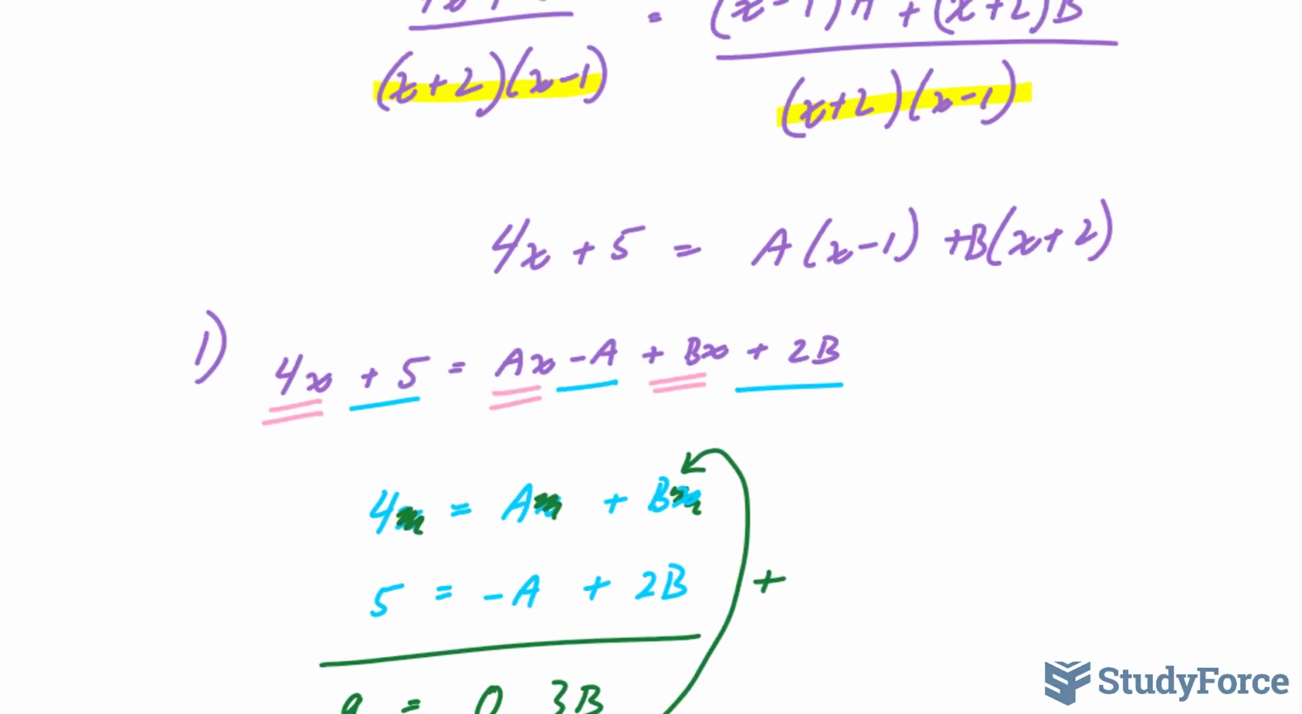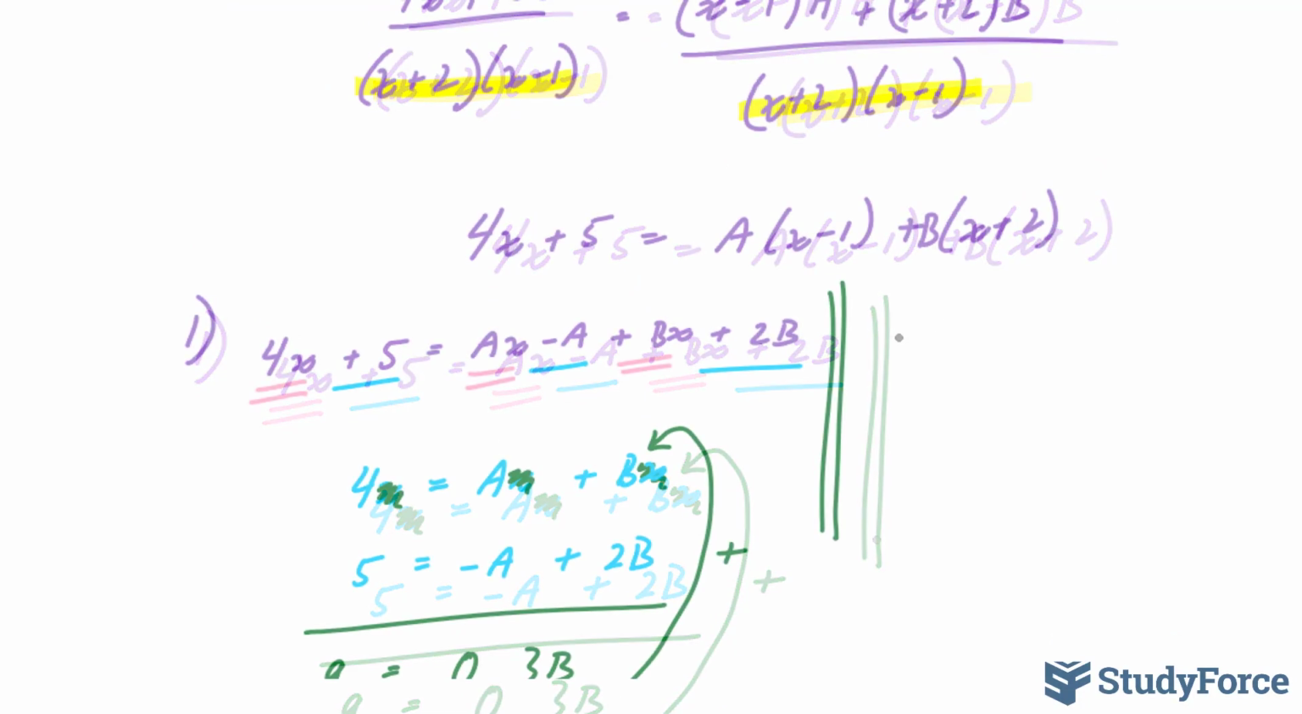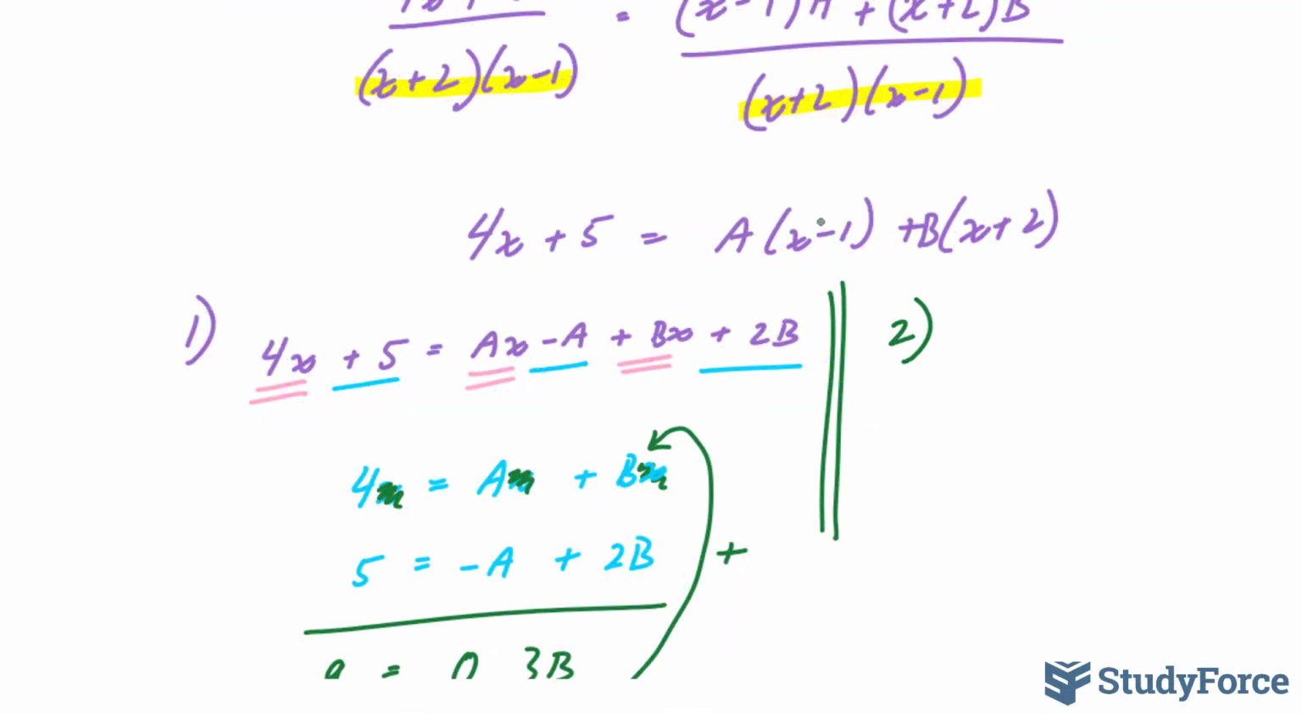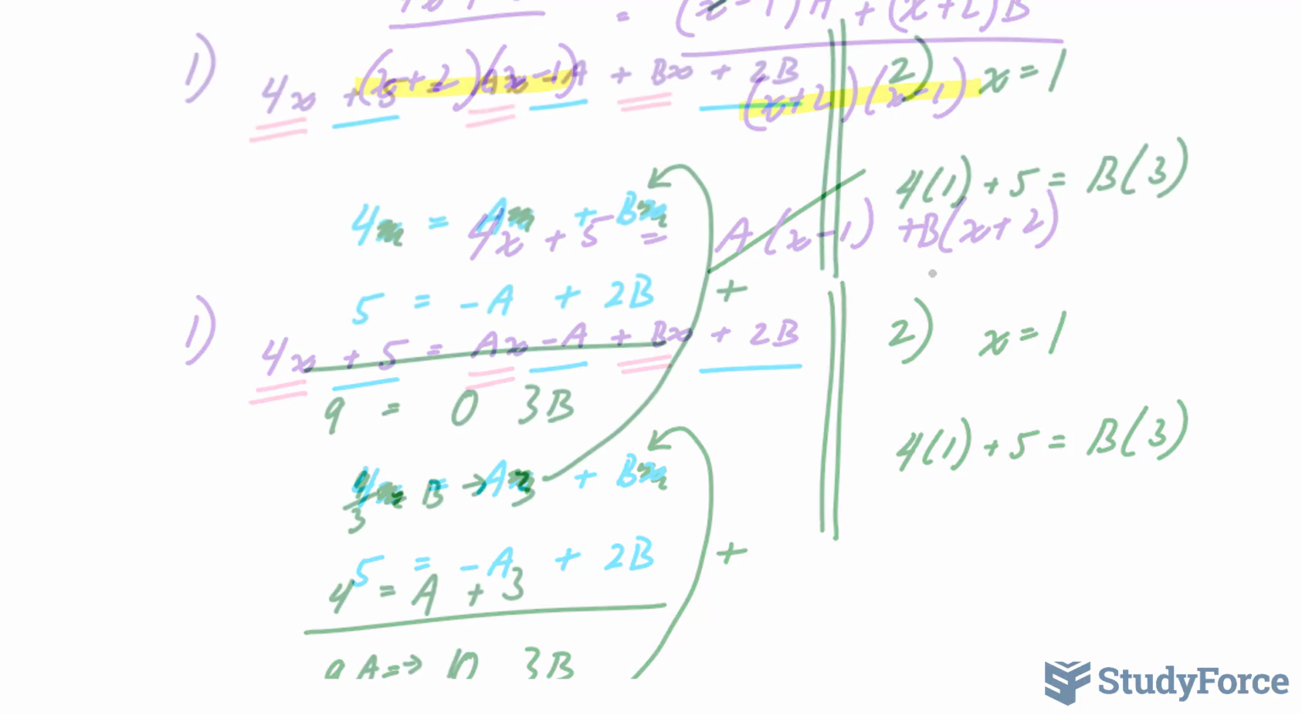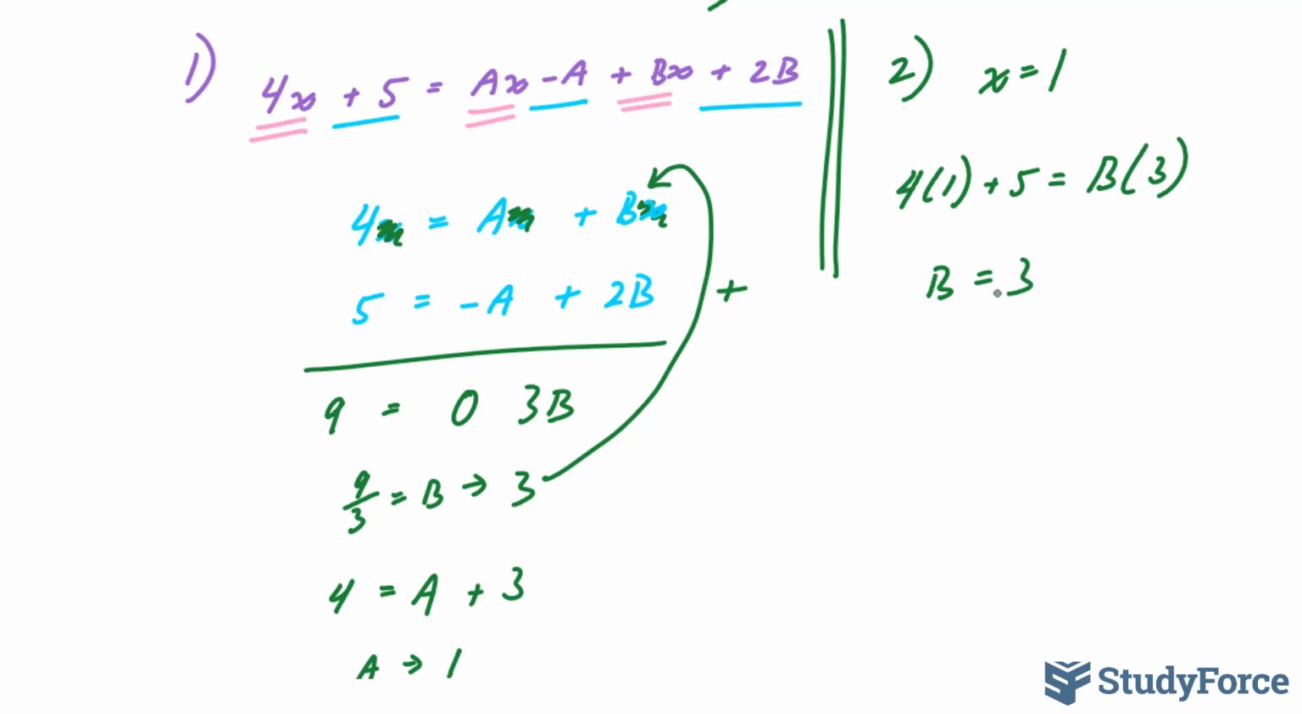That's the first method. Another method is to use guess and check. What will make this variable go to 0? If you say x is equal to 1, and you apply x here, this goes to 0, and you're left with 4 times 1 plus 5 is equal to b times 1 plus 2, which is 3. And if you solve for b, b is equal to 3. Don't believe me? Try it yourself. 4 times 1 is 4, plus 5 is 9. Divide both sides by 3, and there you have it.